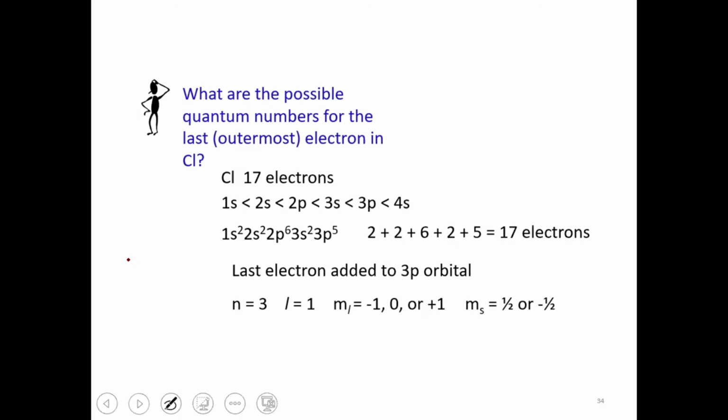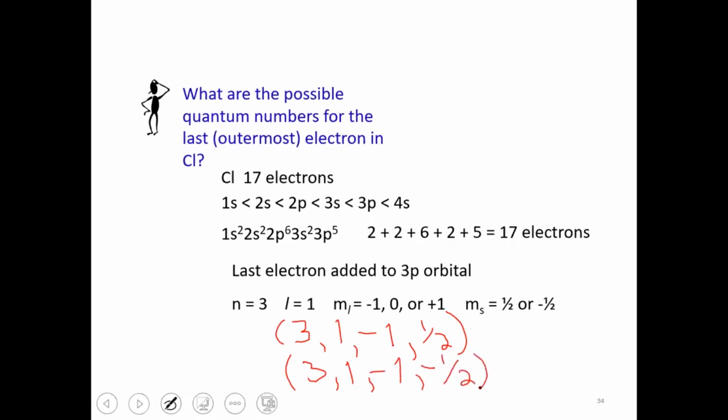So for example, you could have a set of numbers 3, 1, -1, and +1/2. So that could be one set of numbers. Now I'm going to vary the last one. So another possibility would be n equals 3, L equals 1, ML equals -1, and now I could say the spin number is spin down.